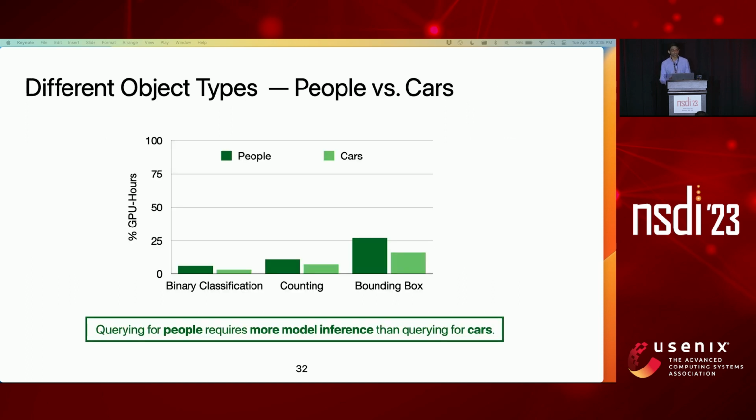Also kind of interesting is that querying for different objects requires varying amounts of model inference. For example, when Boggart is queried for people, it runs the query model on more frames than for cars. And the reason is intuitive. People are smaller and feature more model inconsistencies. Cars are more rigid and provide more stability during result propagation.